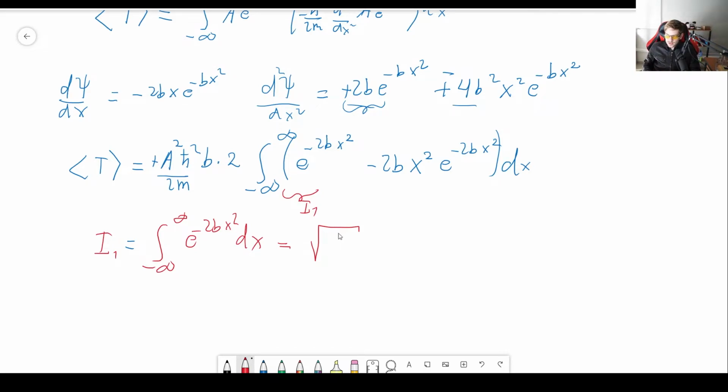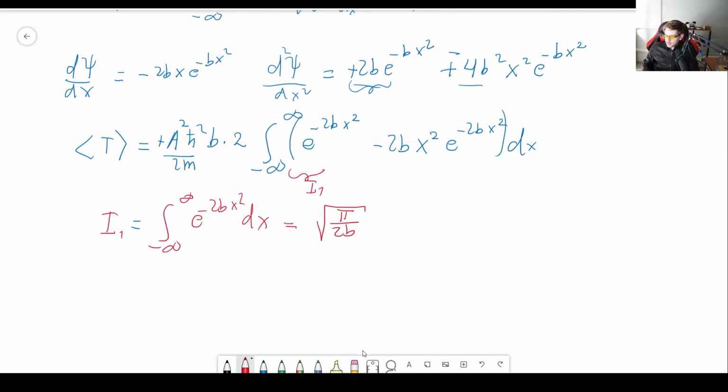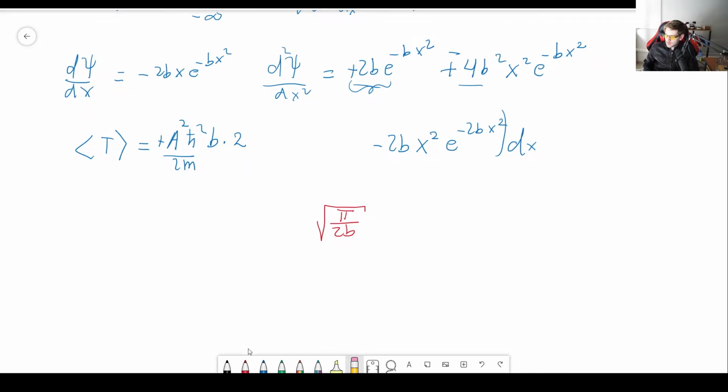It's not particularly hard. It's simply square root of pi divided by whatever is accompanying the minus x squared. So in this case, 2b. Don't make the mistake of putting the minus sign in here. Okay, so that's the result from the first integral. So maybe let's plug it in right away. All right, so square root of pi over 2b. Okay, and of course, let's not forget to put the integral sign here.